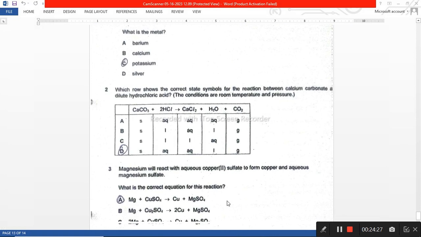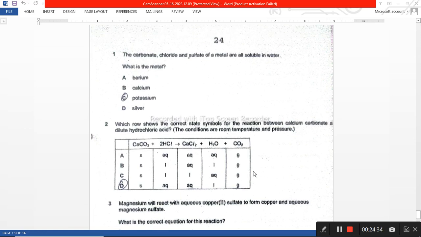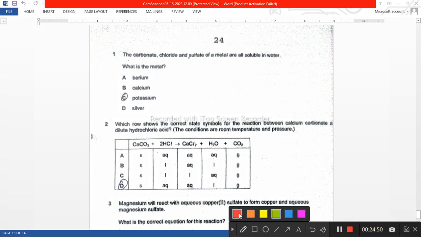So here is a past paper section. Let's do these questions. The carbonate, chloride, and sulfate of a metal are all soluble in water. What is the metal? Barium, potassium... Basically the question is saying which element has these compounds which are soluble in water.